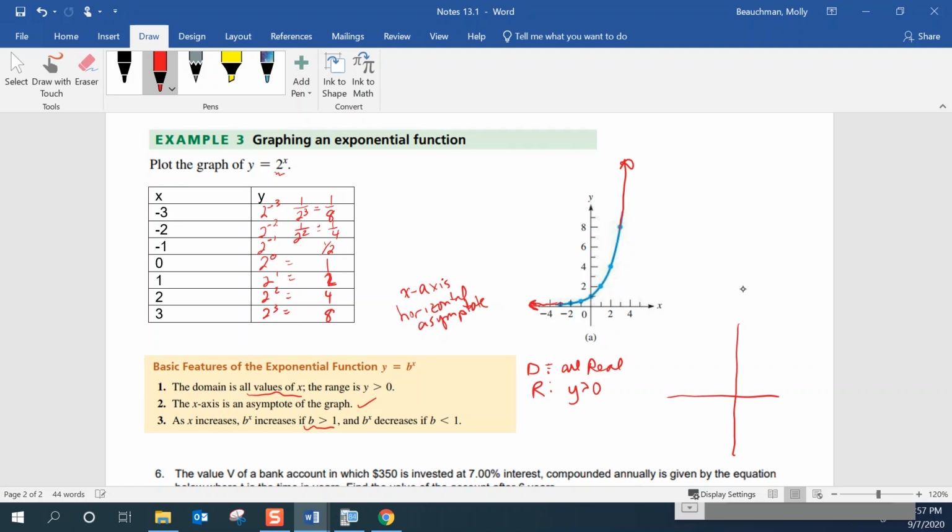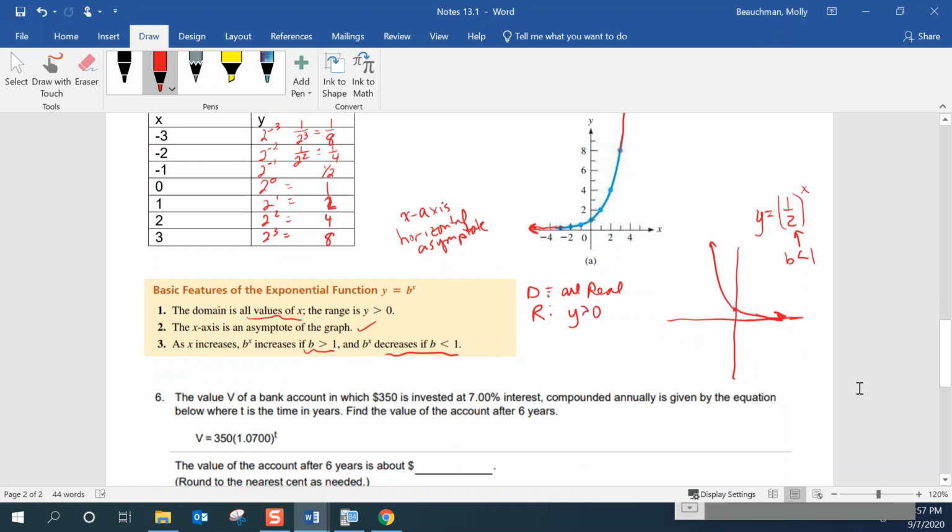If our function had been y equals 1/2 to the power of x, then these would all be reversed. Our function would look like this instead. It would be the mirror image. In that case, it's a decreasing function if b is less than 1. If this value right here is less than 1, then your function is decreasing from left to right. If it's above 1, it's increasing from left to right. So that's the basics about what exponential functions look like.